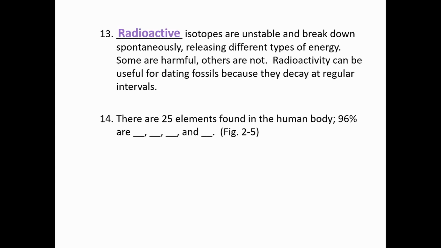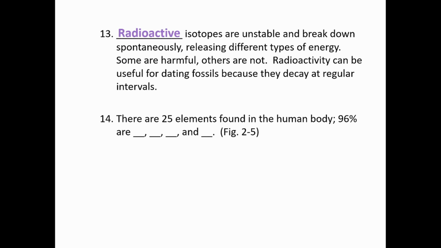So not every isotope is stable though. Some of them are unstable, and we call those radioactive isotopes. Because they have this difference in protons and neutrons, sometimes that can cause the atom to lose its stability and break down spontaneously, and that releases different types of energy. So we can shoot off something like a proton or an electron. Sometimes this can be harmful and others are not harmful. We do utilize this in our regular lives.